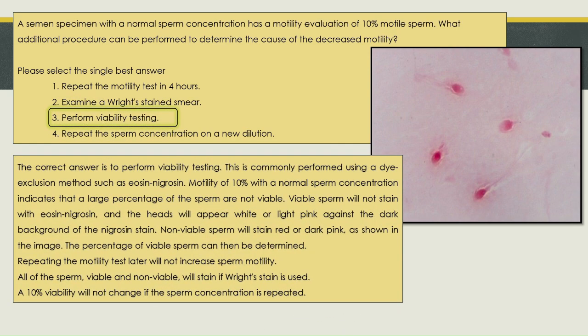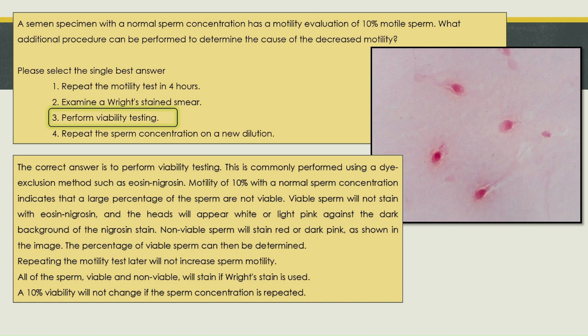The correct answer. The correct answer is to perform viability testing. This is commonly performed using a dye exclusion method such as eosin-nigrosin. Motility of 10% with a normal sperm concentration indicates that a large percentage of the sperm are not viable. Viable sperm will not stain with eosin-nigrosin, and the heads will appear white or light pink against the dark background of the nigrosin stain. Non-viable sperm will stain red or dark pink, as shown in the image. The percentage of viable sperm can then be determined.